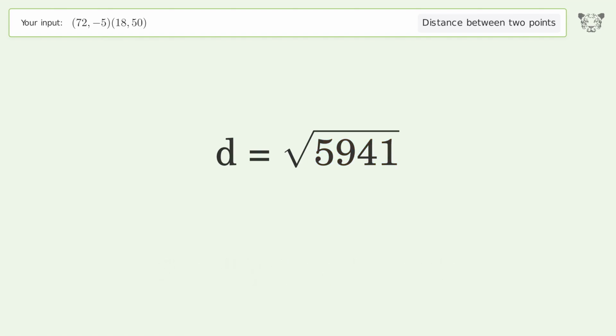And so the distance between the 2 points is the square root of 5,941, or 77.078.